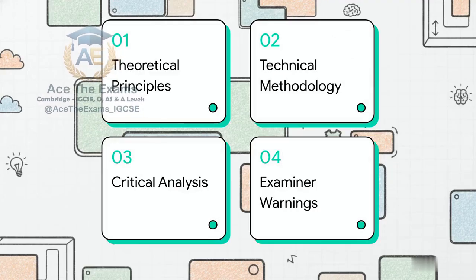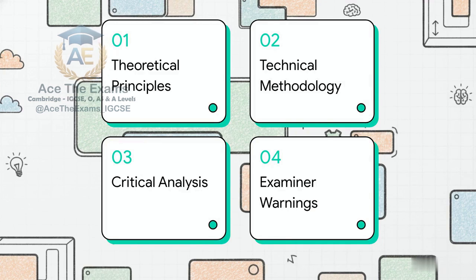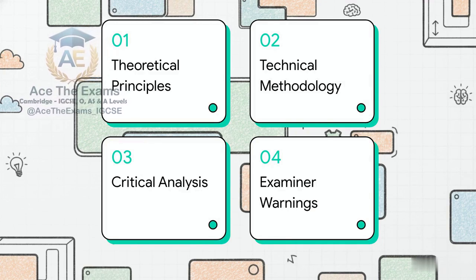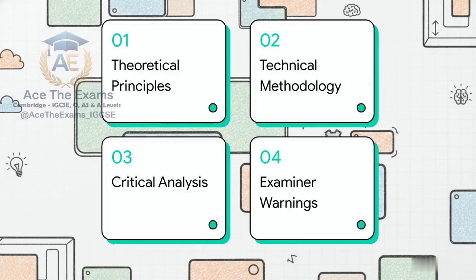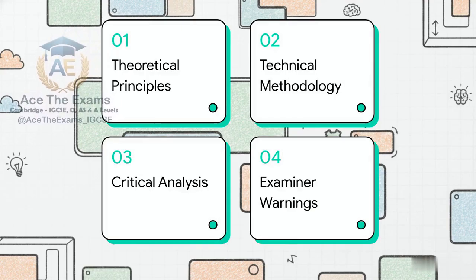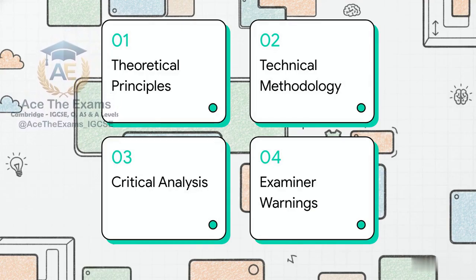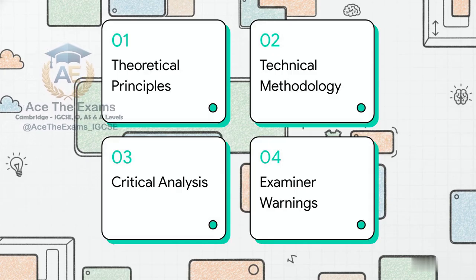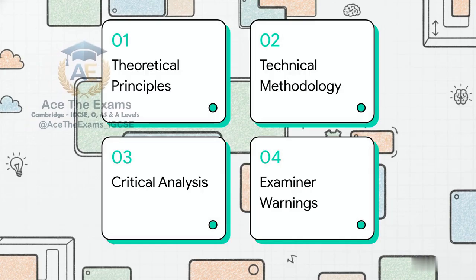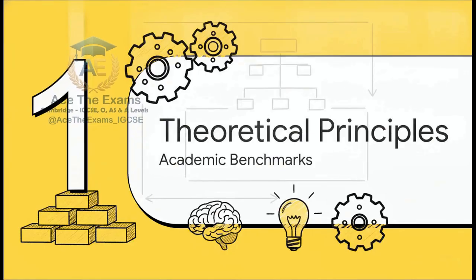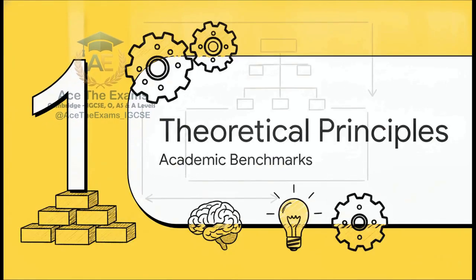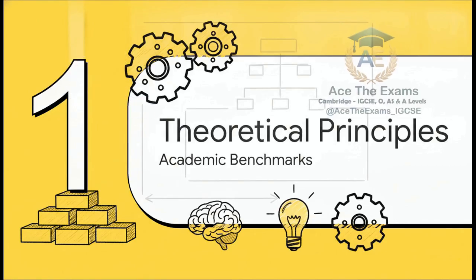So, to get us there, here is our logical four-part roadmap for today's session. Number 1, core theoretical principles. Number 2, technical methodology. Number 3, critical analysis and evaluation. And finally, number 4, top examiner warnings. Let's jump straight into Section 1, Core Theoretical Principles, the academic benchmarks.